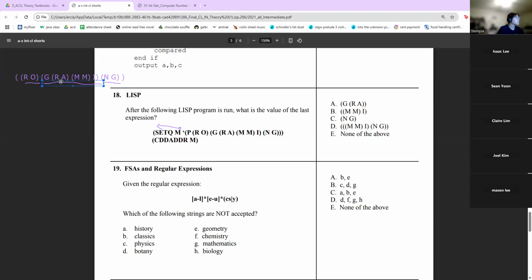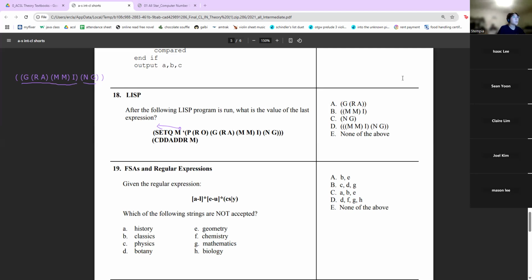Another CDR, we're going to do the same thing. So we're going to pull out everything except for the first element and put a new pair of parentheses around it. That leaves us with Grammy and Ning. So this is going to be our first element, this is going to be our second element.